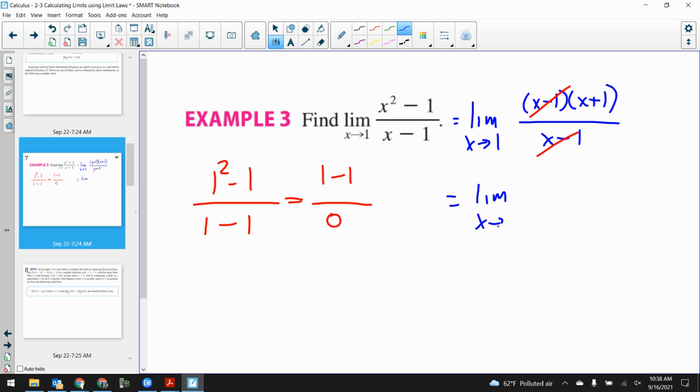The limit as x goes to 1 of x plus 1. x plus 1 is an equivalent function to x squared minus 1 over x minus 1. Now, can I do direct substitution? Yes. So it's 1 plus 1, or 2. So the limit of that function is 2. So sometimes, even though it may not initially look like we can do direct substitution, maybe there's something algebraic we can do to reduce it down so that you can do direct substitution.